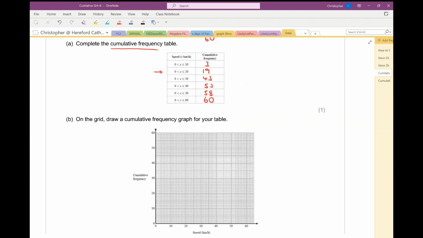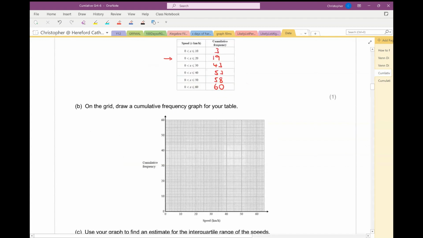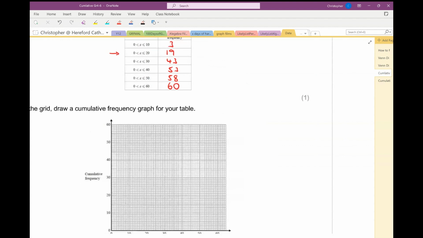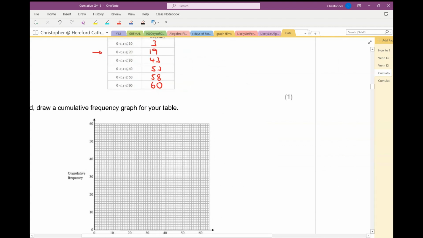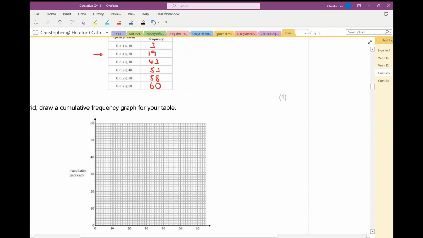Right, on the grid, draw a cumulative frequency graph for your data. I'll do the first point on the film, and then you can pause the film and do yours, and I'll do mine, and then you can press play again, and magically I'll have done them all. Just remember that you plot against the end of the class.